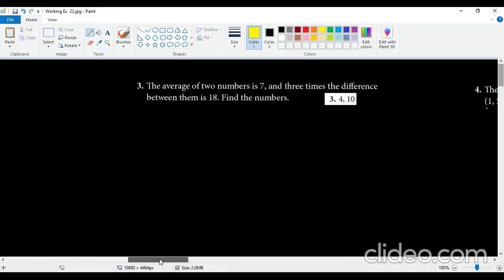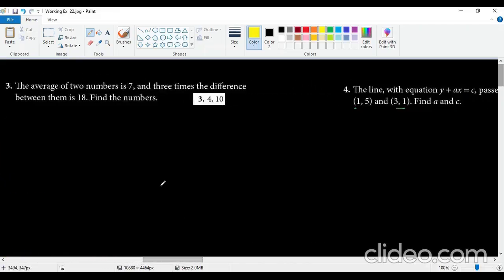Moving on to the next question. It says the average of two numbers is 7. That means average means addition of two numbers divided by 2. This is called the average formula, equal to 7. That means the same equation tells us x plus y equals 14. So this is the first equation.